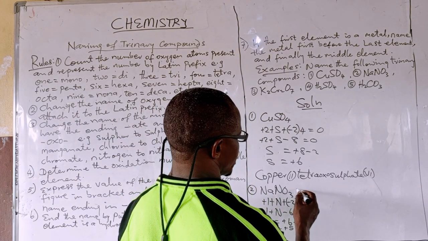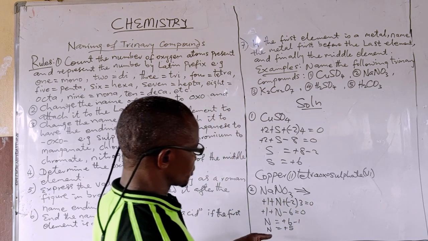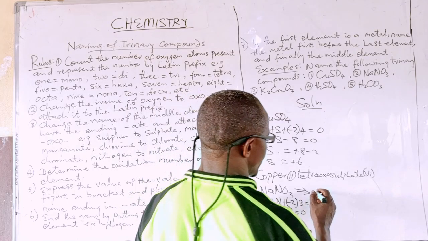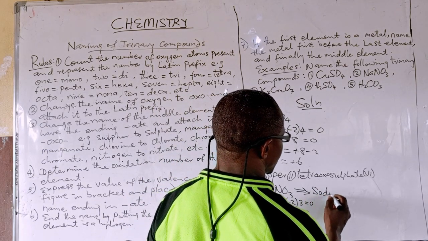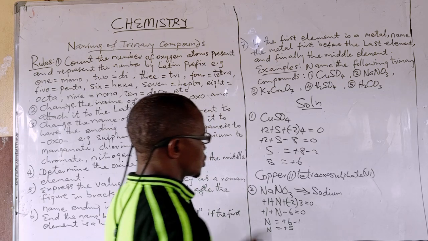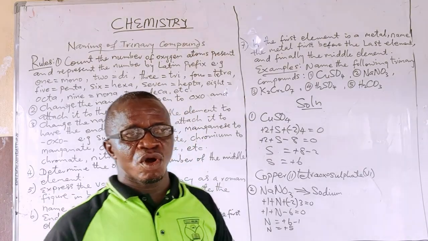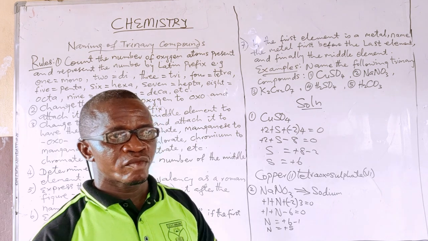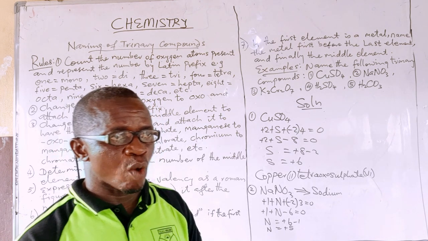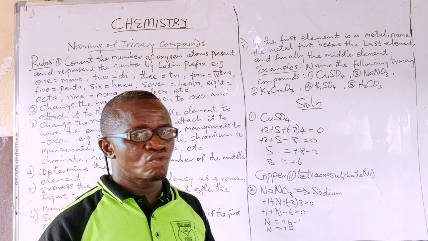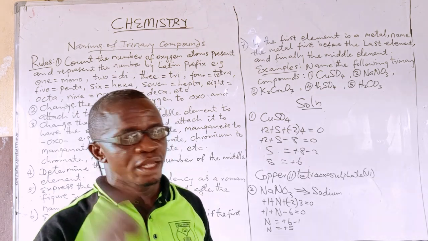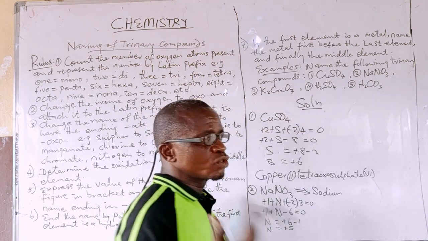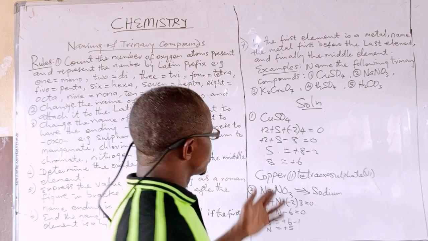So the name of this compound: the first element is what? A metal. So what's the name? Sodium. Sodium has a fixed oxidation number. Among the first 20 elements, all the metals there have fixed oxidation numbers. The one that has 1 at all times is 1. The one that has 2 at all times is 2. The one that has 3 at all times is 3. So sodium is always plus 1. So you don't need to mention the oxidation state of sodium there.